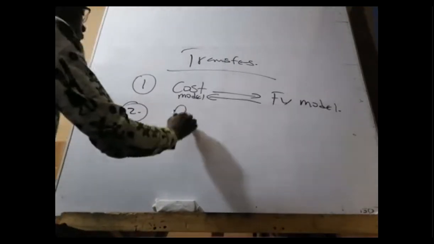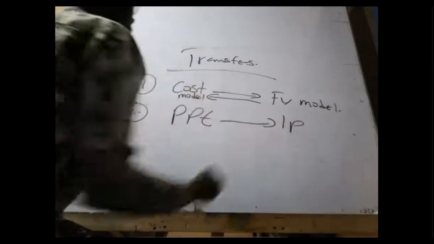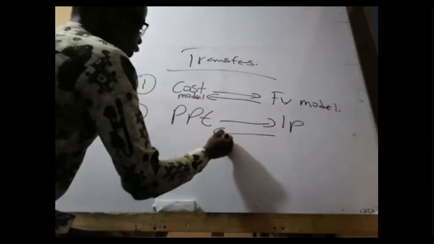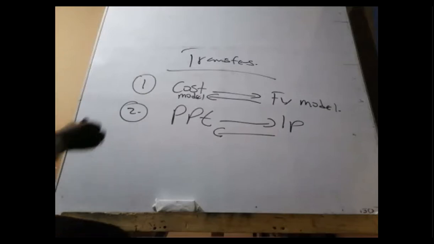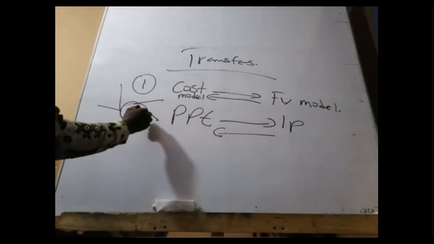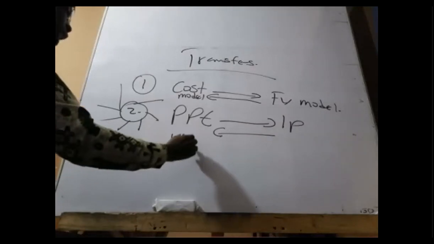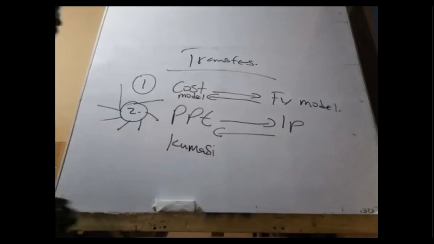Number two, transfer between PPE, owner occupied, to investment property, IP. And the reverse is also true. And this section is highly examinable. Highly examinable. You have an office property, your head office is at, say, Kumasi.